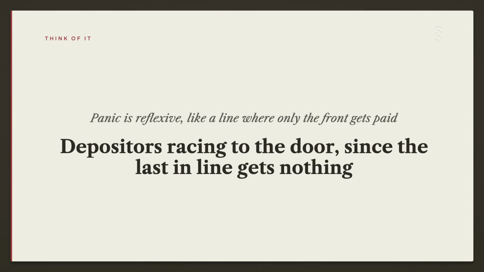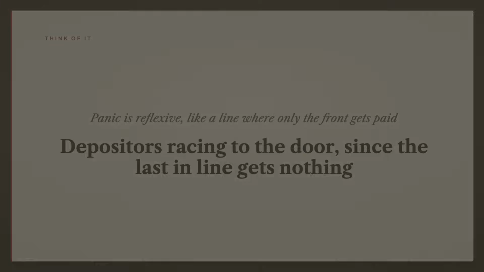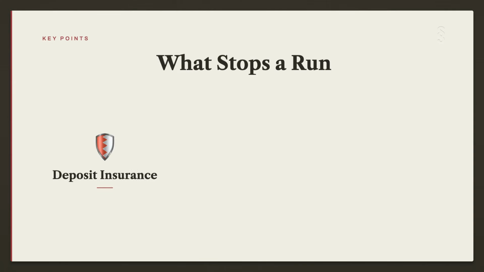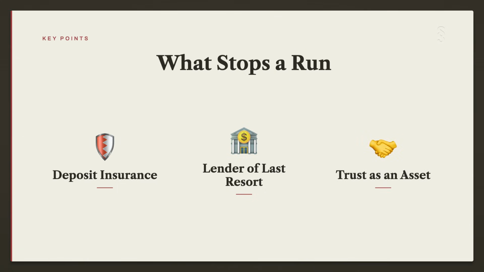If you suspect others will withdraw, you have every reason to withdraw first, since the last in line gets nothing, which is why runs accelerate violently once they start. Two institutions exist to interrupt that panic. Deposit insurance removes the incentive to race for the door, and a central bank, as lender of last resort, turns an illiquid bank liquid before the run finishes. That's why incumbent trust, built over decades, is such a hard asset for a new fintech to replicate.